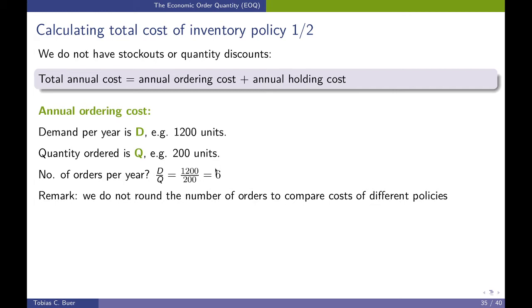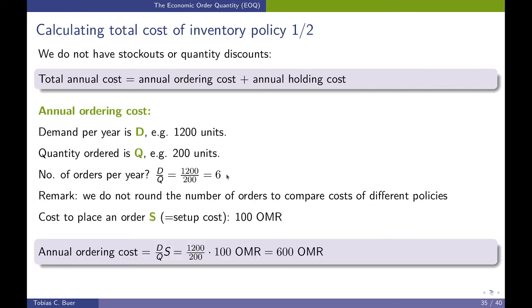Okay, now we know how many orders we have per year. We also need to know how costly an order is. The cost to place an order, they are also called setup cost, and they are given by the parameter big S. Here they are 100 Omani Rial. So then the annual ordering costs are given by the formula D over Q times S, which in this example is 1,200 over 200 times 100 Omani Rial is 600 costs for ordering per year.